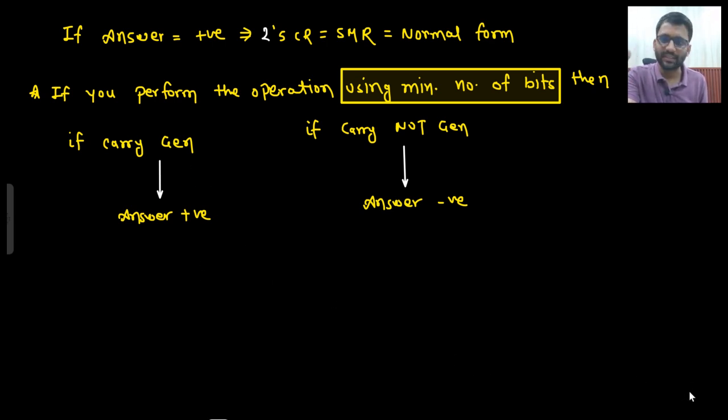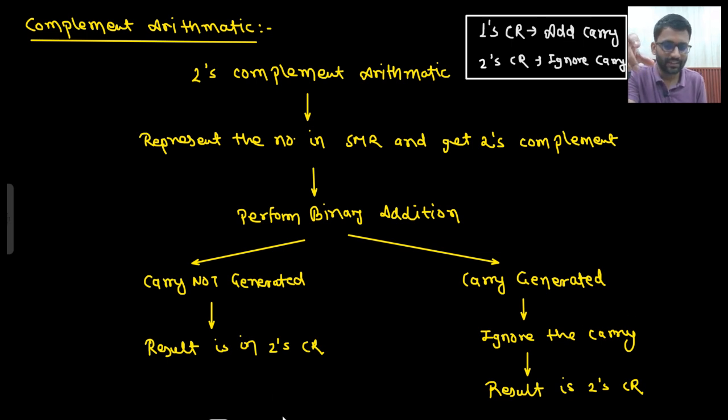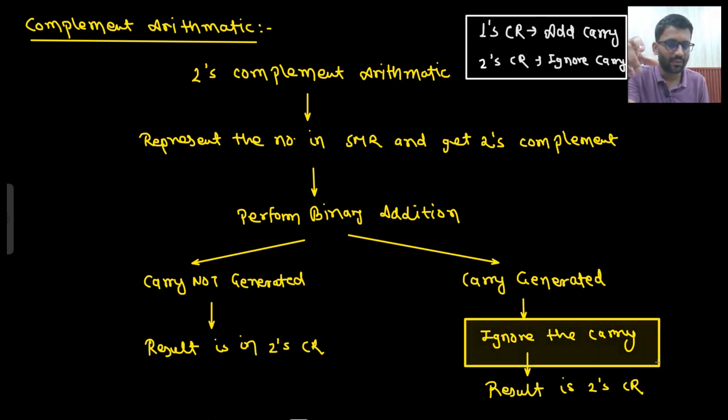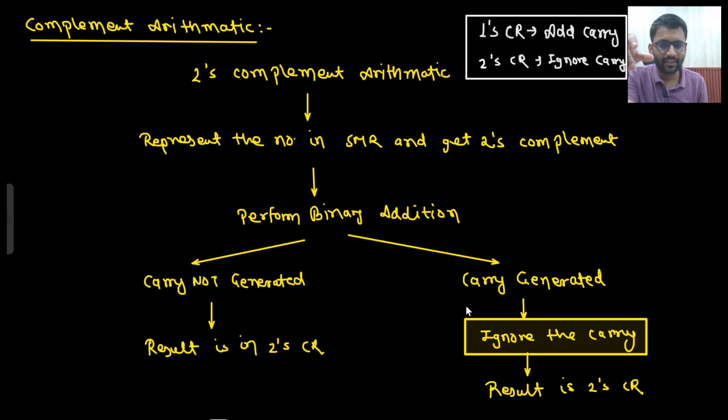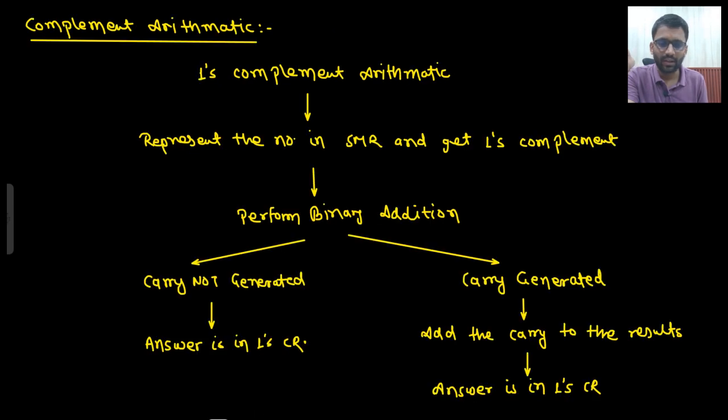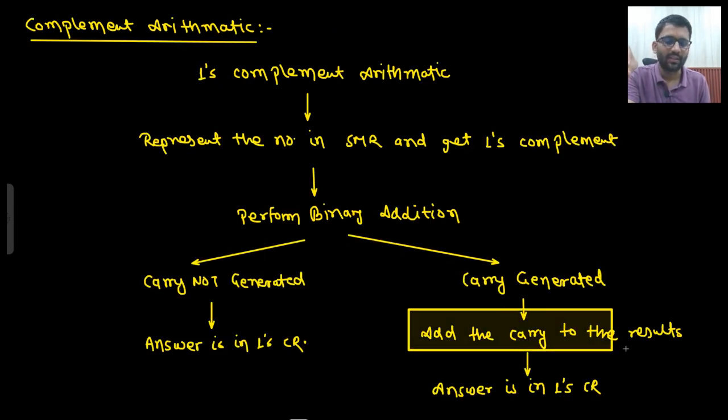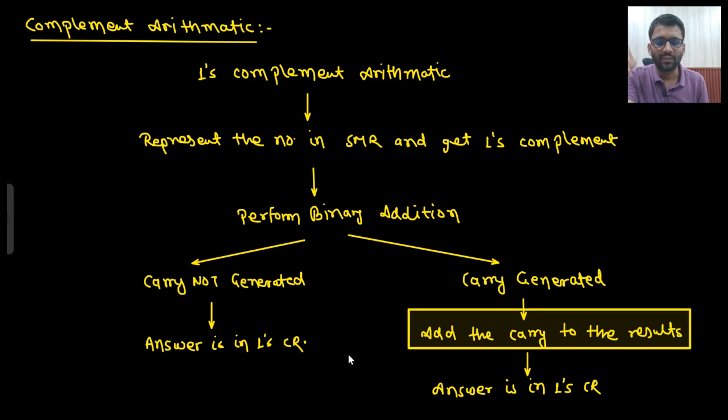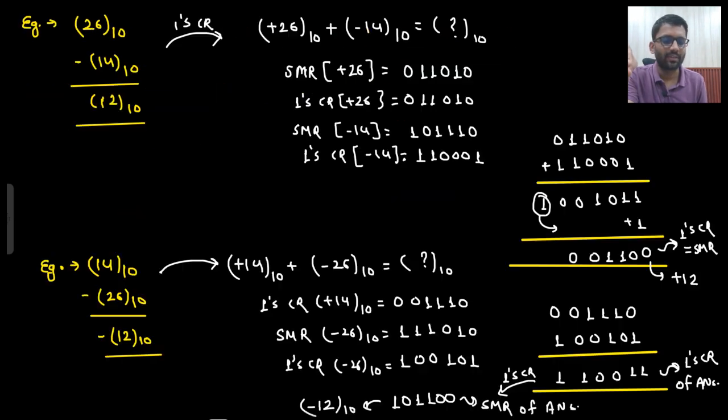So that's the same thing. The slide is completely same. We just copied the slide, nothing else. So the only difference is this. Otherwise, all the things are same. Every single thing is same. The only difference is this: you need to ignore the carry here, and here you are adding the carry. That's the only difference between 1's complement arithmetic and 2's complement arithmetic.